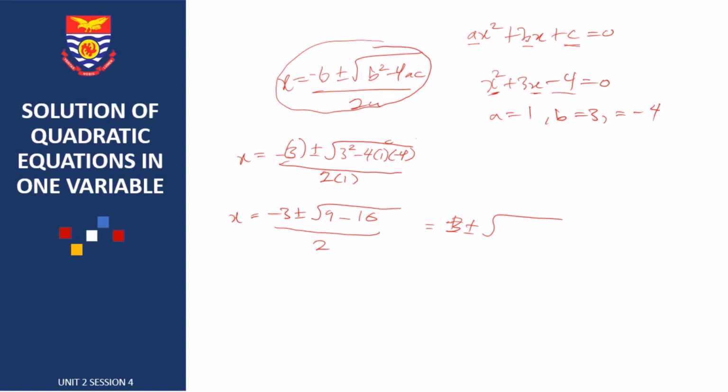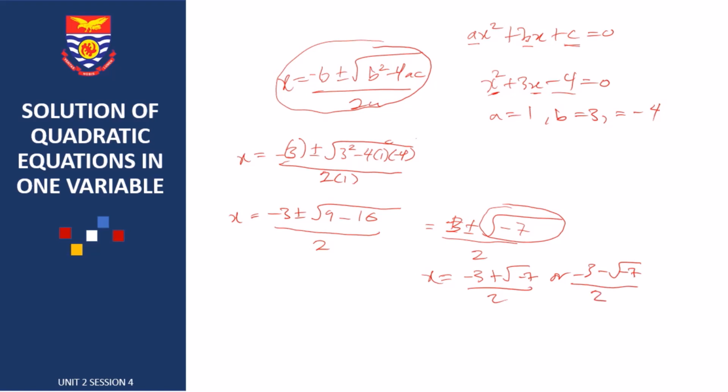When I have 9 and I subtract 16, I'll end up getting a negative number, minus 7. Now this minus 7 under the square root is going to give me a complex number. So in this case, the calculator may say math error. But what matters here is that x equals minus 3 plus the square root of minus 7, over 2, or minus 3 minus the square root of minus 7, over 2.